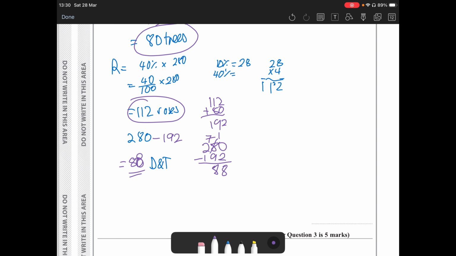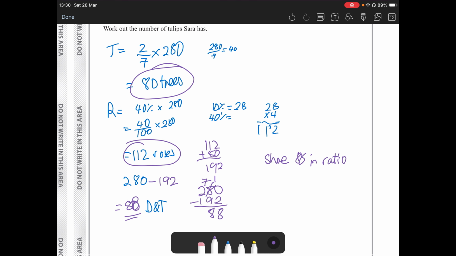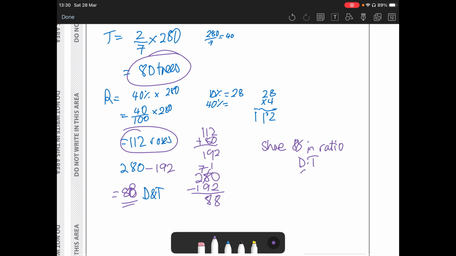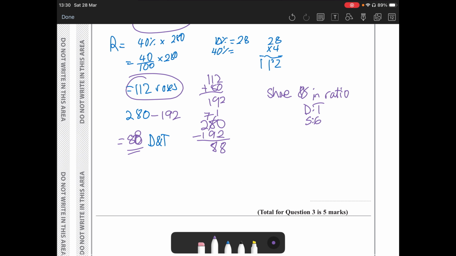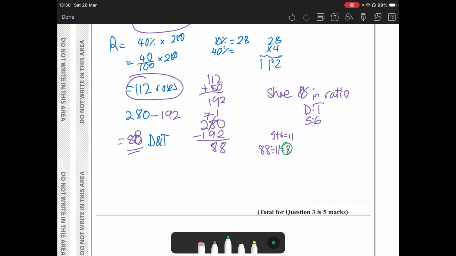So the last part is to share 88 in the ratio. Daffodils to tulips is 5 to 6 in that order. So we're sharing 88 in the ratio 5 to 6. Adding those parts together, 5 plus 6 is 11. Do 88 divided by 11, which is 8. In other words, multiply each of these by 8, right? Each part of your ratio represents 8 plants in total.